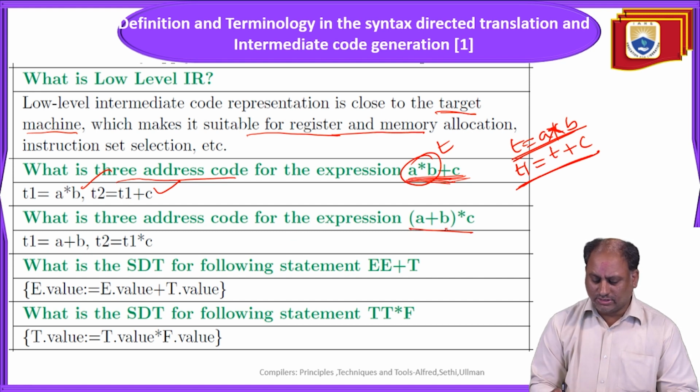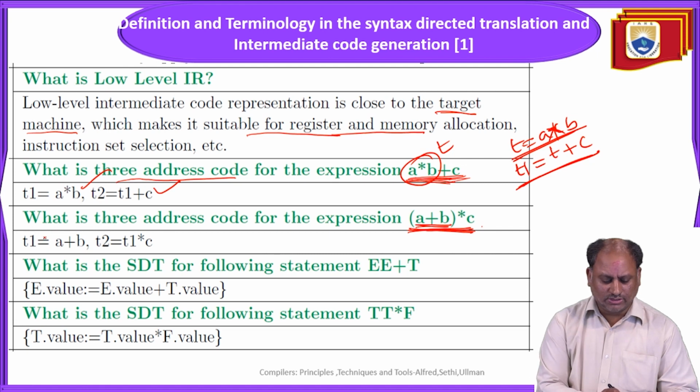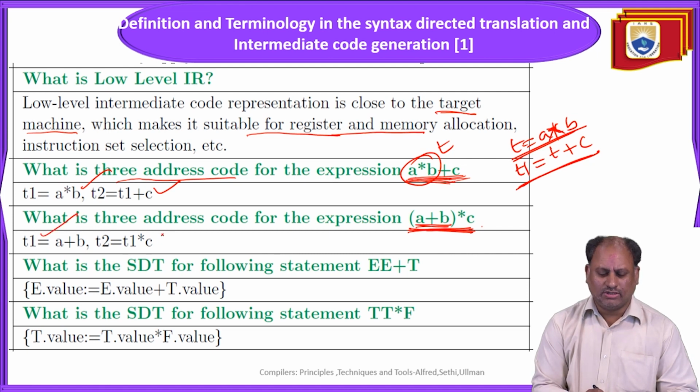Similarly, what is the 3 address code for A plus B star C? A plus B is to be considered as one temporary variable T1, and then T2 equal to T1 star C. If you consider T1, then T1 star C is stored in another temporary, say T2. So these are the 3 address codes.